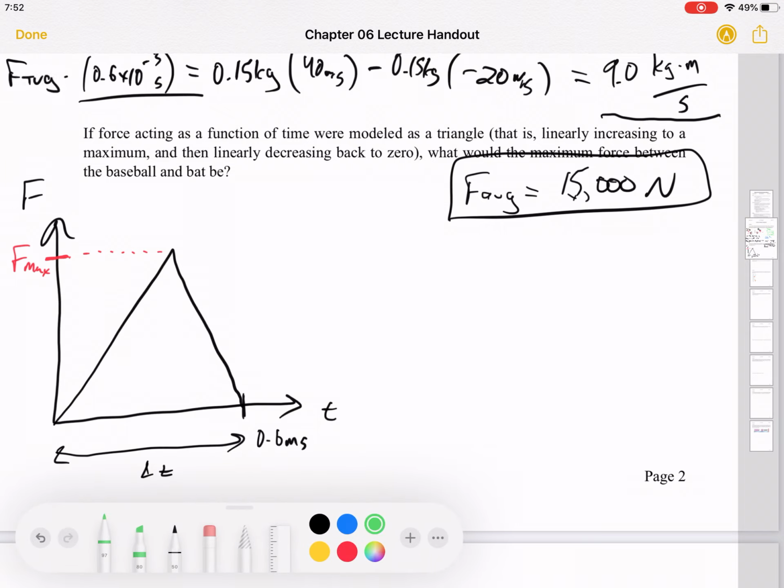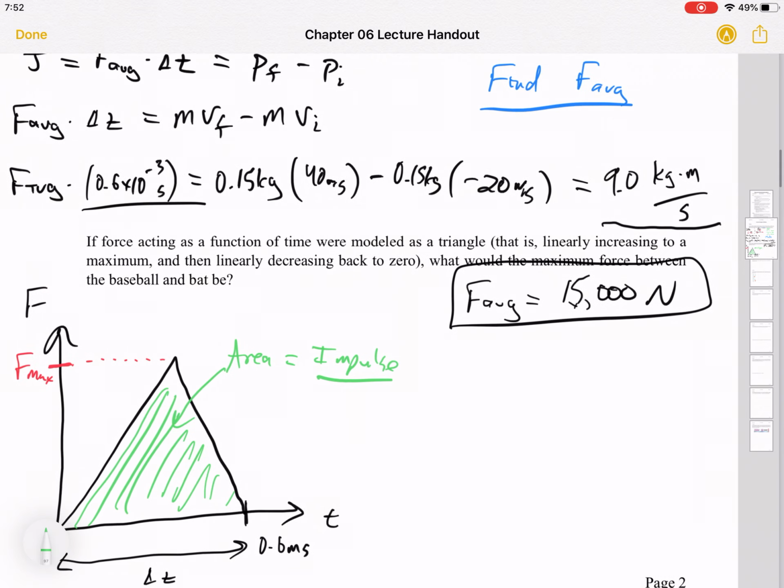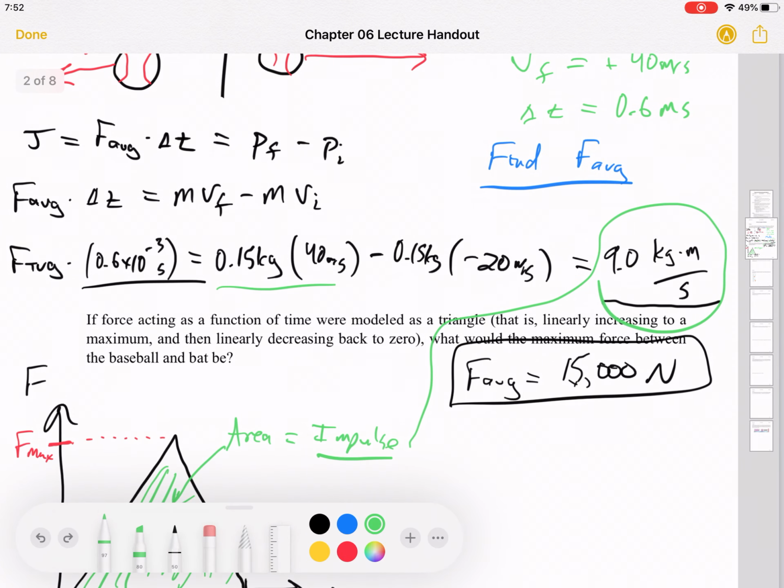So what else do I know? Well, I know that the area of this triangle is the impulse. Area equals impulse. And I know what the impulse is. We solved that in the previous part. That's this number right here. How do I know that's the impulse? Because that was delta p, p final minus p initial. That is this guy, which is the impulse.